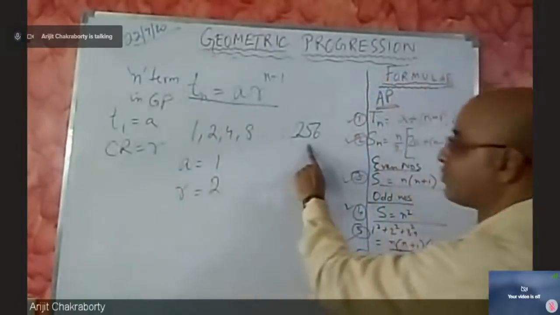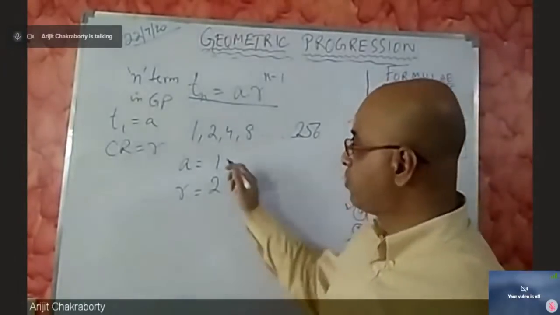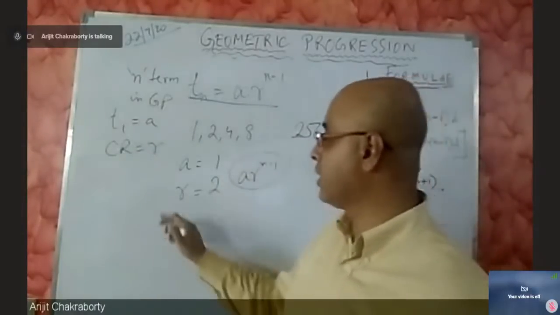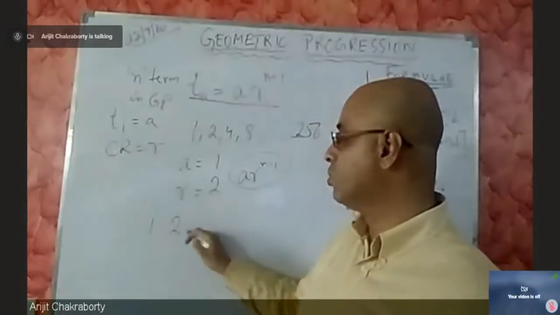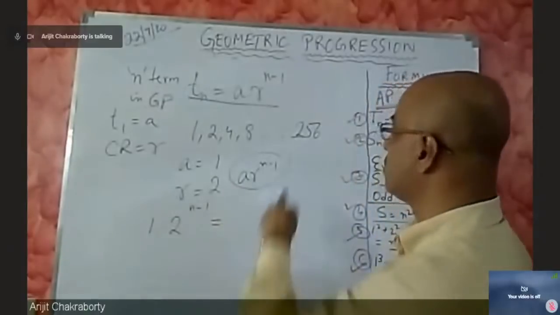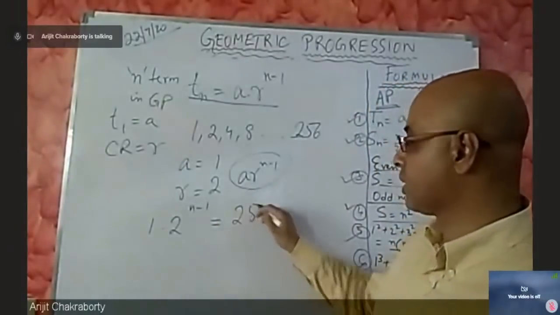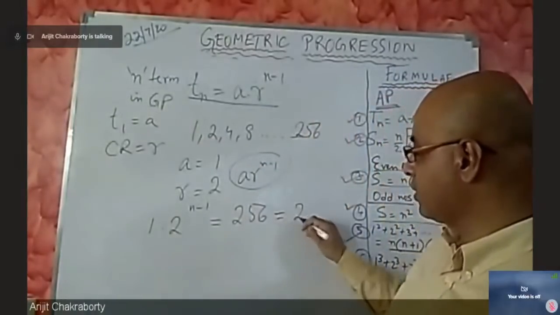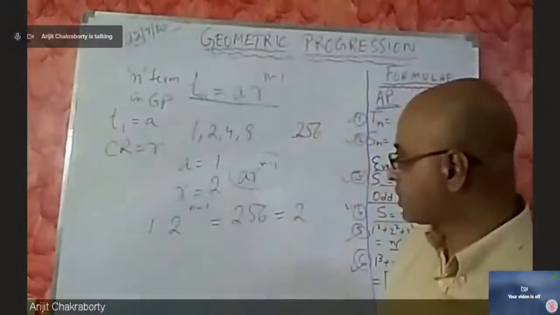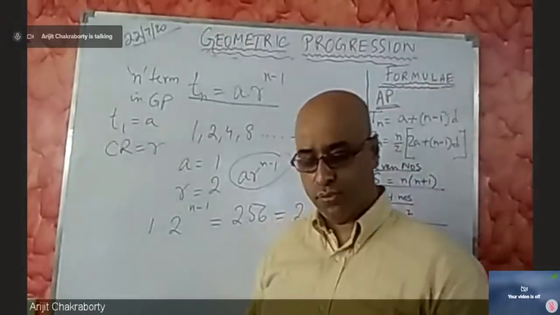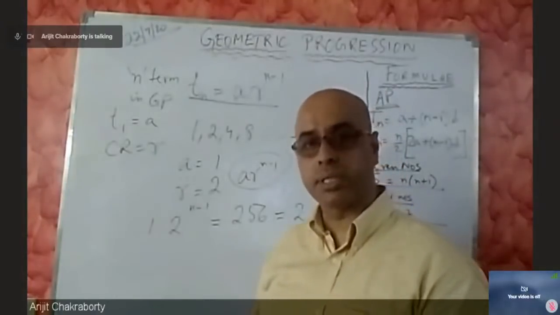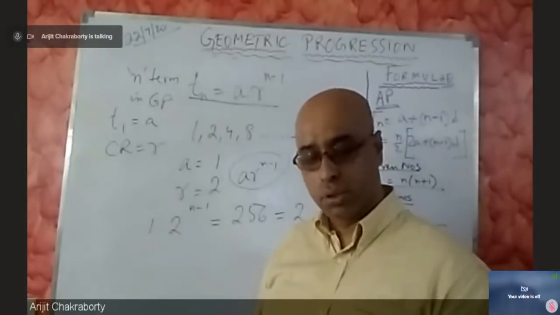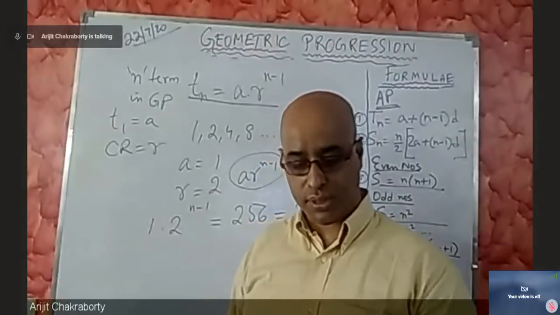So we have to find out which term is 256. We put the formula A R to the power n minus 1. So here A is 1 into R is 2, 2 to the power n minus 1, and this is equal to 256. Now if you solve, 2 into 2 is 4, into 2 is 8, into 2 is 16, into 2 is 32, into 2 is 64, into 2 is 128, into 2 is 256.